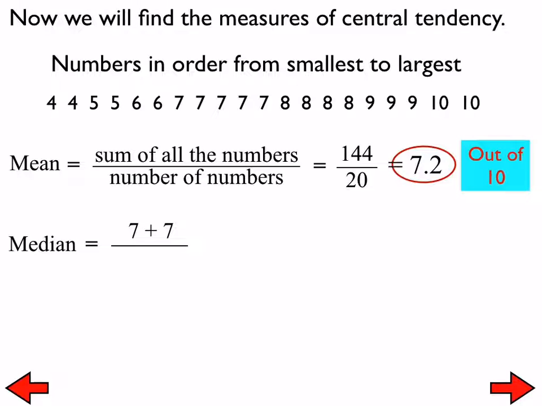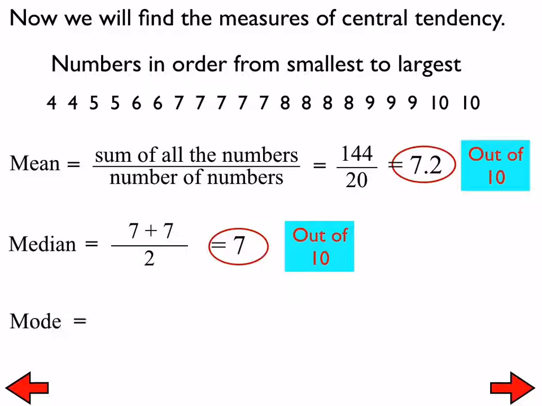But in this one, guess what? There are 2 middle numbers. So the number that goes right in between 2 7s is a 7. Or if there are 2 7s in the middle, 7 plus 7 is 14 divided by 2 is 7. So the median is 7. So according to the median, about 7 out of every 10 marbles is red.